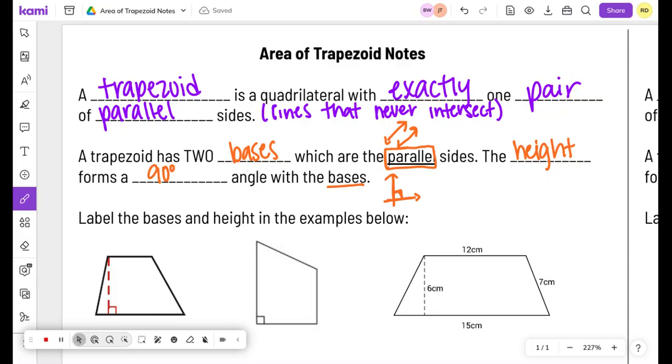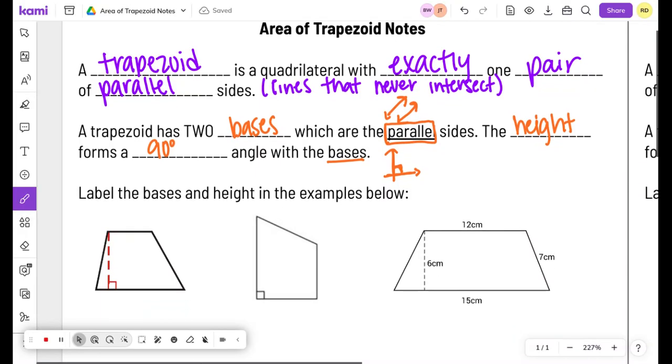So just like with the triangle and the parallelogram, we are only using the straight edges. So if there's numbers on the slanted lines, we don't want those. We only want numbers that go with straight lines.